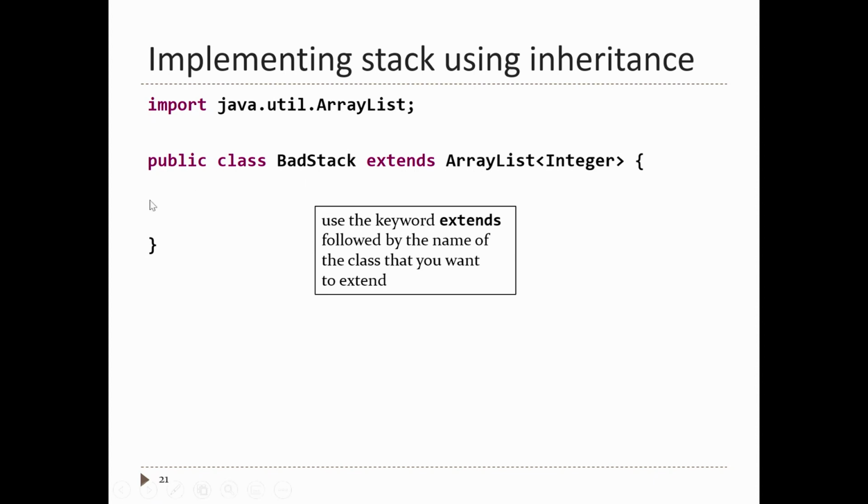When you create a class that is a subclass of something else, the word that you use is extends. So the keyword extends is the Java keyword that indicates you are explicitly using inheritance. So BadStack, which is called BadStack for a reason, is not a good way to do this. BadStack extends an ArrayList of Integer. So it looks like I'm going to make a stack of integer values. Again, Java only supports single inheritance, so you can only ever extend one class.